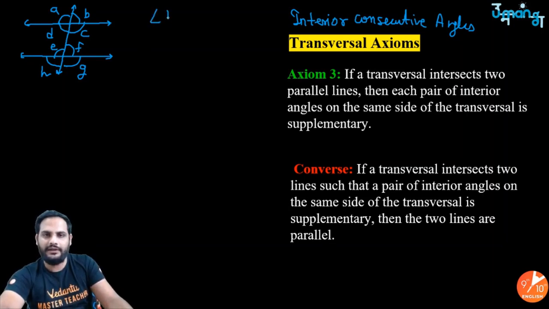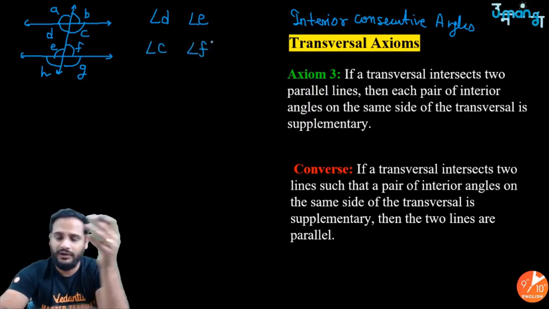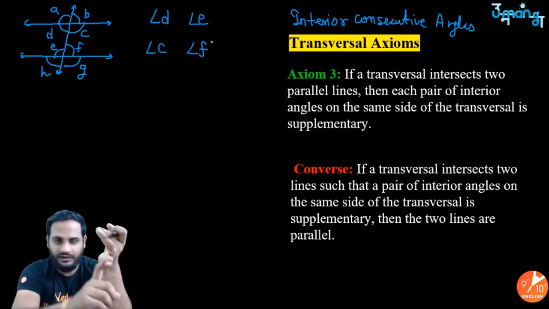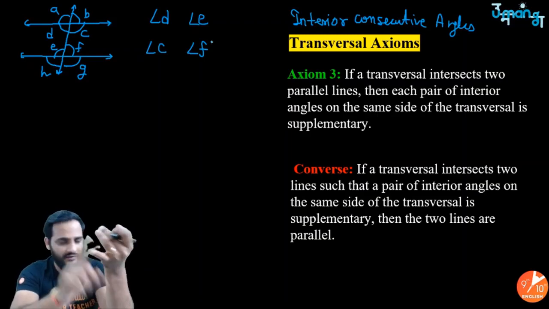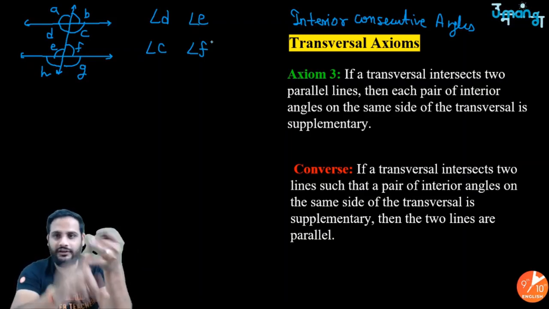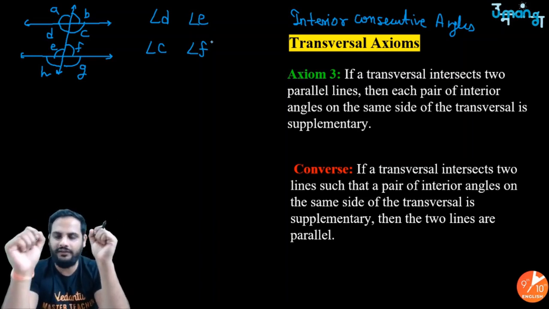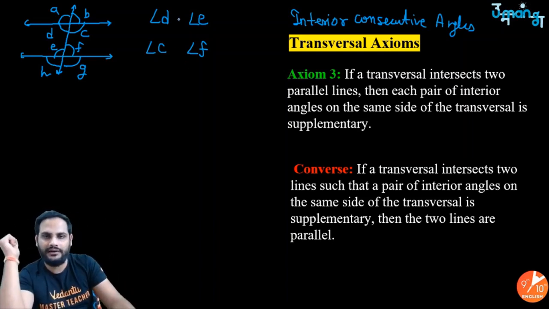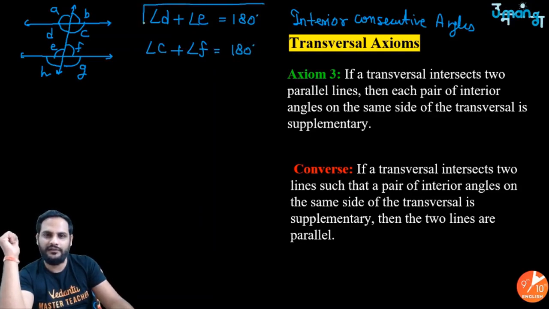Here you will see there is a slight difference. Till now, in the previous session, I talked about vertically opposite angles, they were equal. Corresponding angles, they were equal. Interior alternate angles, they were equal. Exterior alternate angles, they were equal. But in case of consecutive angles, they are not equal, but they are supplementary. That means their sum will be equal to 180 degrees.